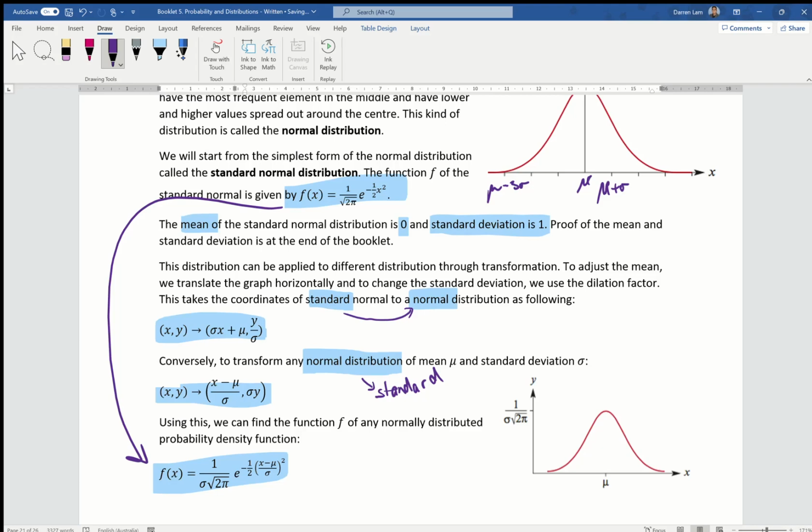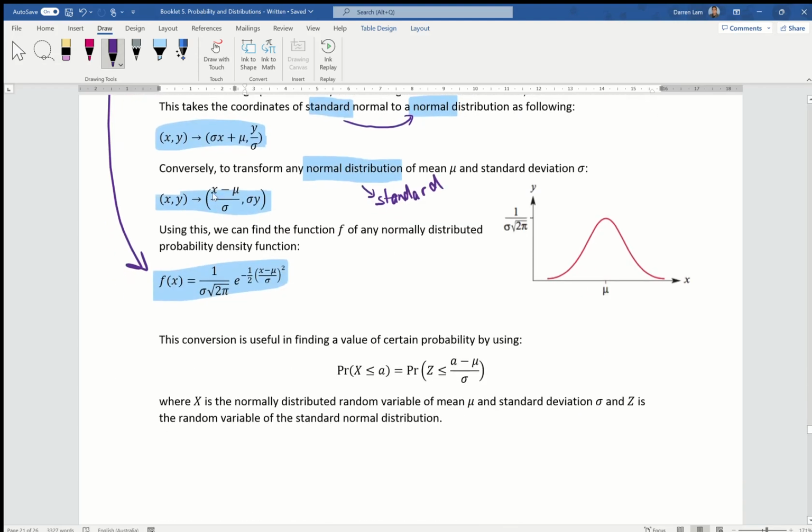However, unless the average is 0 and the standard deviation is 1, it is not the standard normal distribution. I know it gets confusing because standard and normal are quite often used interchangeably in everyday life, but they do mean very different things here. Any questions? Okay.